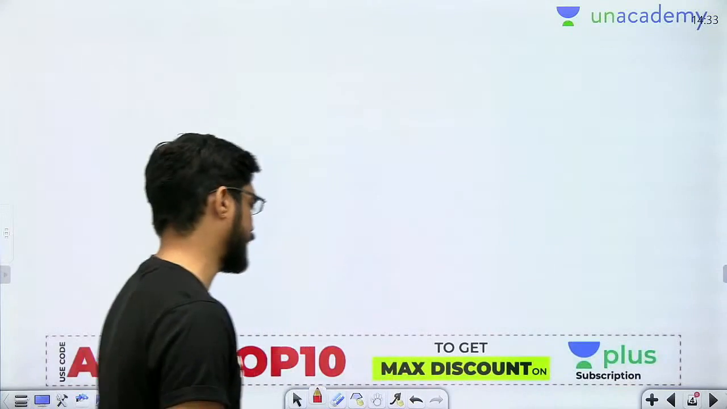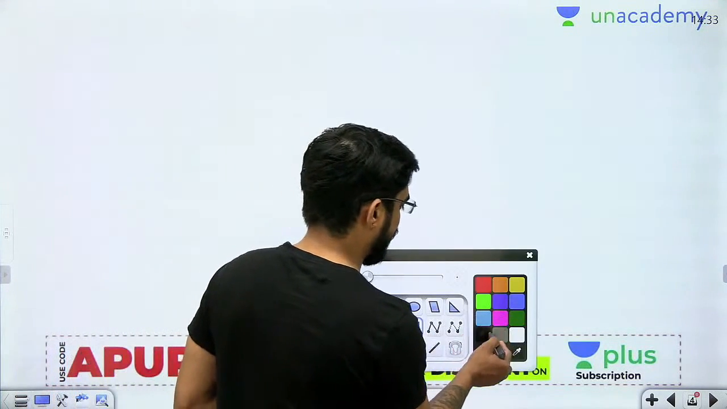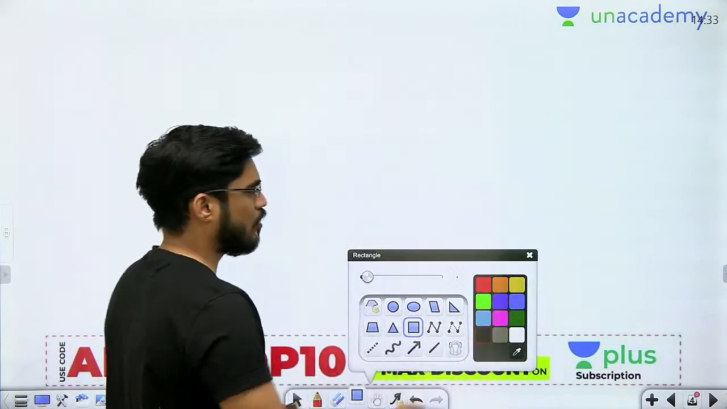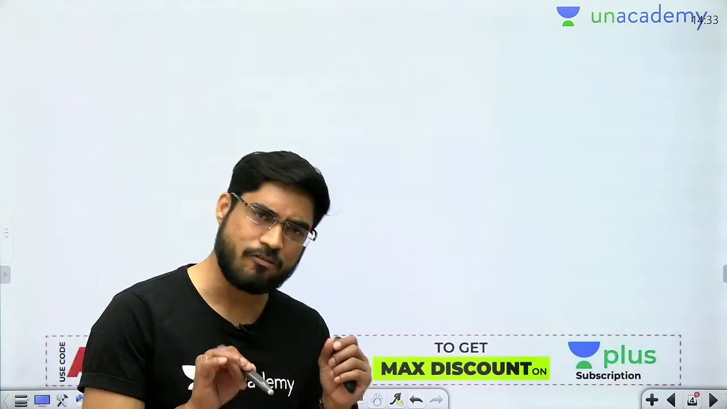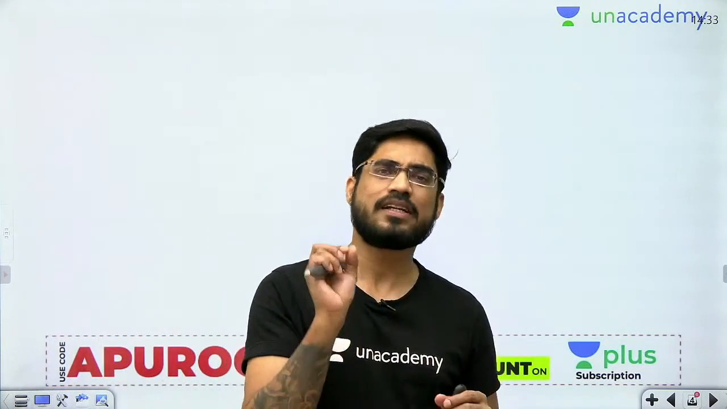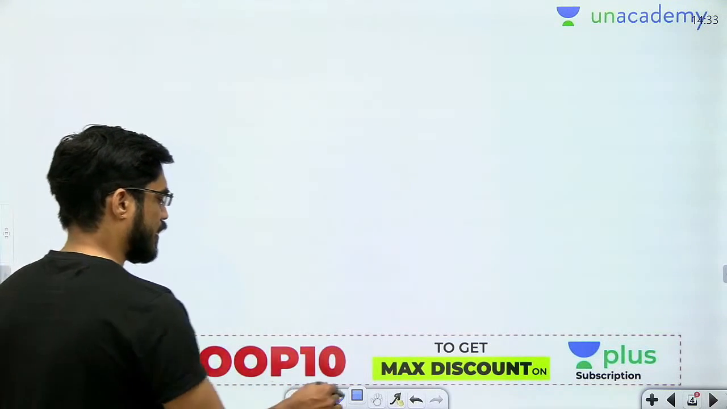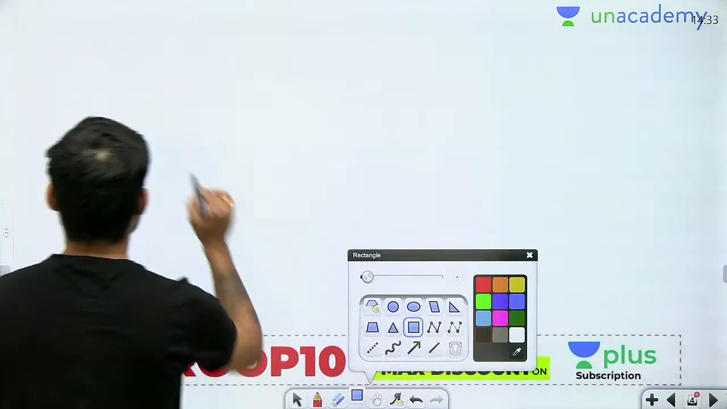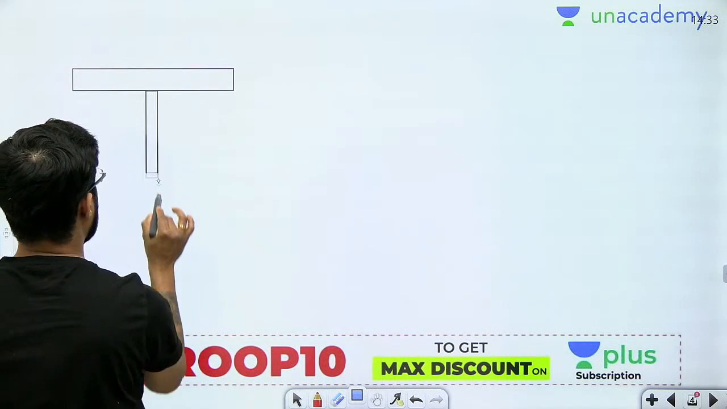Now let's talk about shear center. What exactly is shear center? The concept of shear center is related to the bending of beams with thin walled cross sections. Okay? So let's say we have an I section. Let's say this is the I section beam.